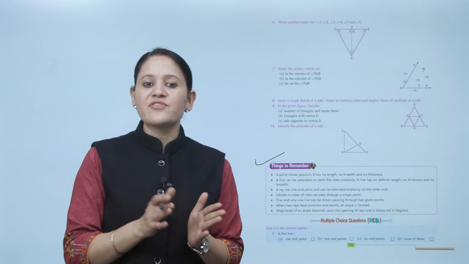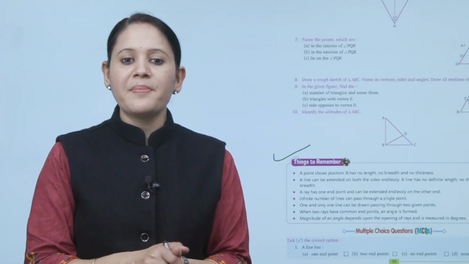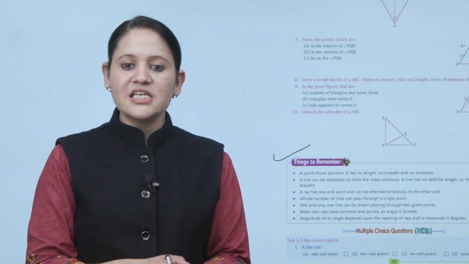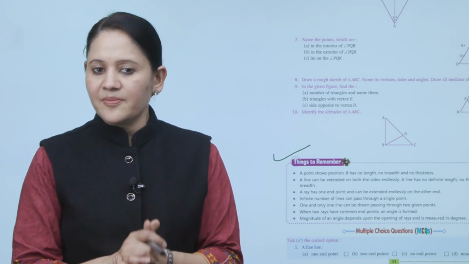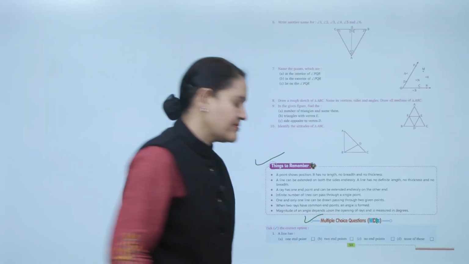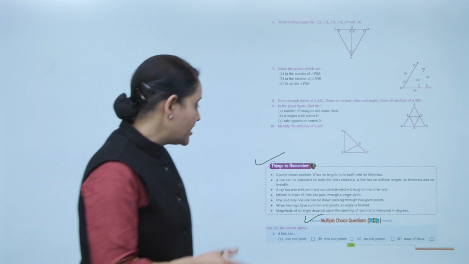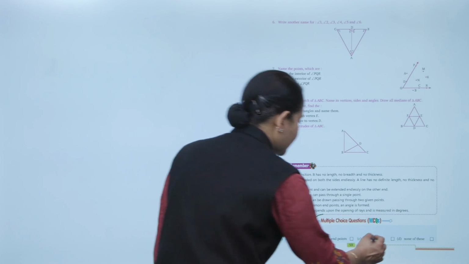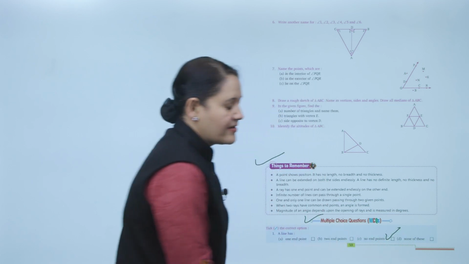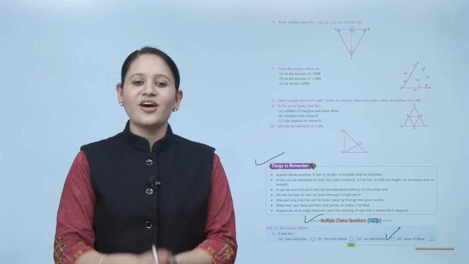When two rays have a common endpoint, an angle is formed. Magnitude of an angle depends upon the opening of the rays and is measured in degrees. Next is multiple choice questions. Take the correct option. A line has no endpoint. So C is the correct option. Clear? So here we end the chapter. I hope you understood it well. Now you have to practice it.